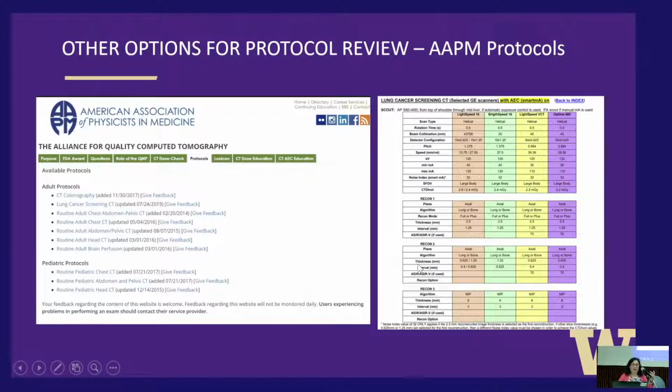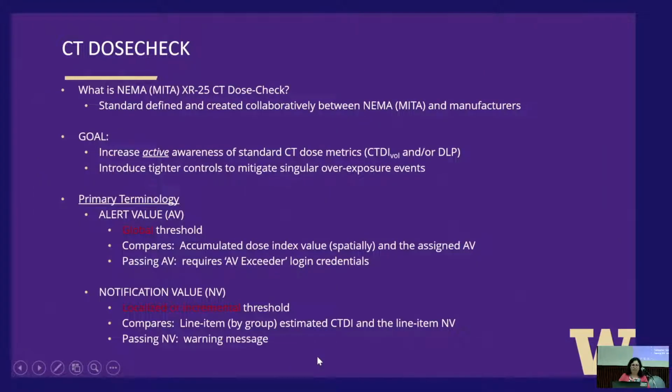Or if your dose is really high, you can go here and say, yeah, this is what we need to do and make a change, and compare your protocols to that. So again, a very, very wonderful resource for people who don't have a lot of resources to compare your protocols.